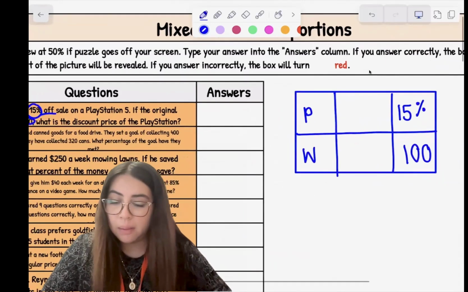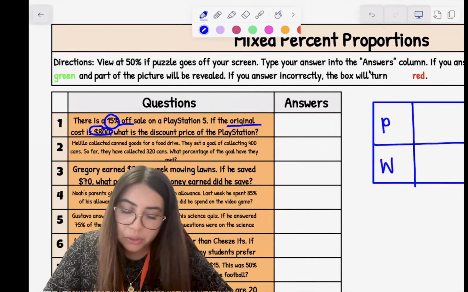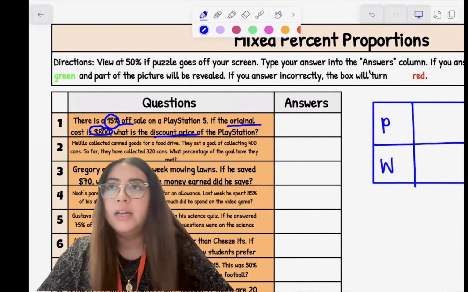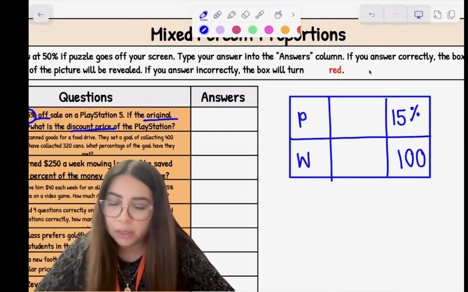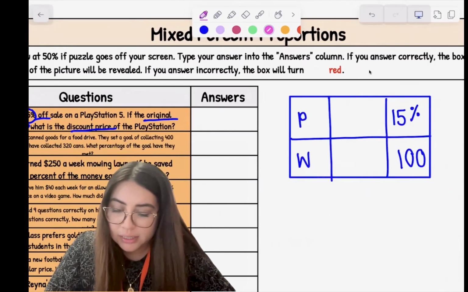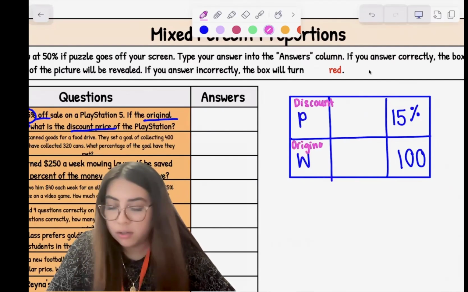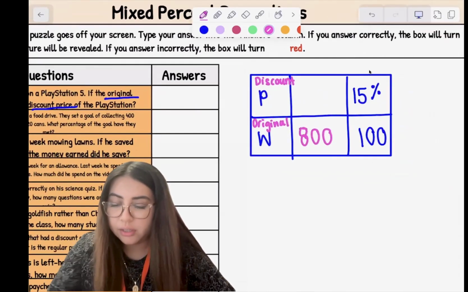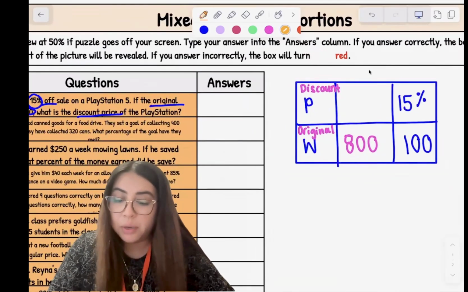It always goes above the 100 because a percent is out of 100. If the original price is $800, I want to know what the discount is. So I don't necessarily want the part I'm looking for. If I were to fill this in, this is the discount. This is the original. So my original is $800, and I'm trying to solve for the discount. That is what I'm missing.